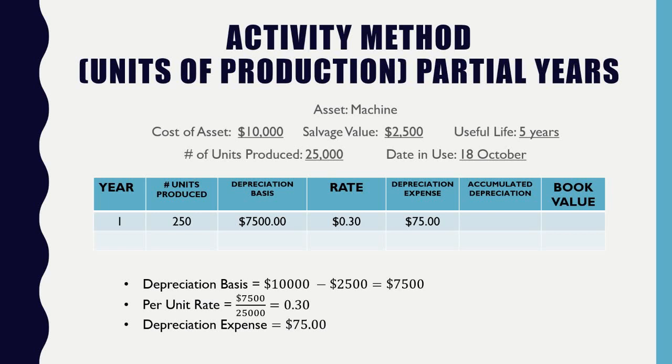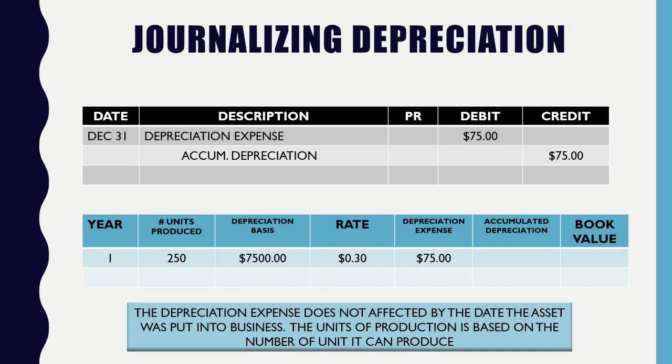Now, who is the one that's giving you these numbers? It's going to be the person who's in charge of the machine, the inventory manager, the one that's producing the products. They're going to tell you this. So this is predetermined. All you have to do here, moving forward, is solve for the depreciation expense. Once you've done that, this is how you journalize it. You journalize it for the 250 units for $75, and so on and so forth.